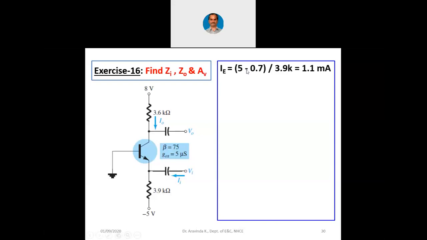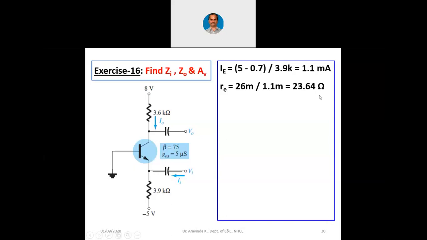IE is (5 minus 0.7) divided by 3.9K. IE is VEE minus VBE between base and emitter, that is the 0.7 volts, divided by capital RE, that is 3.9K. We get IE equals 1.1 milliamps. So small re is 26 milli divided by 1.1 milli, that is 23.64 ohms.